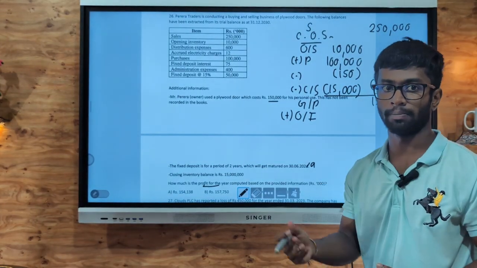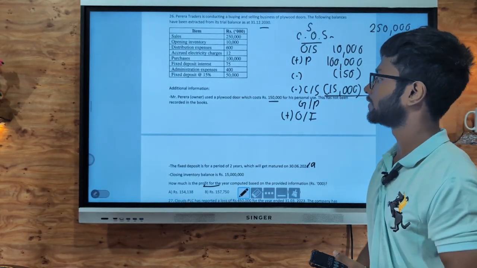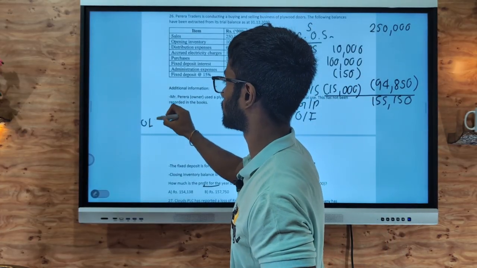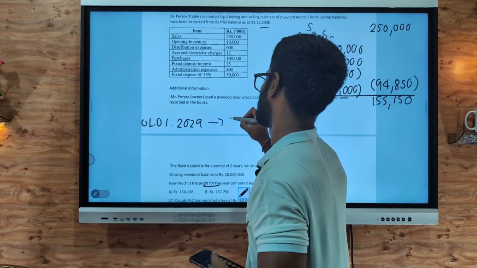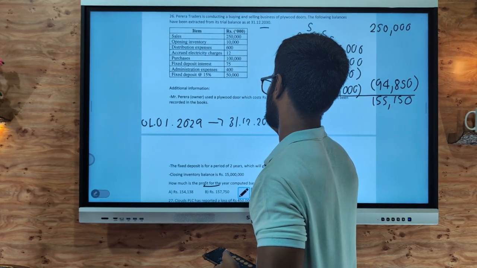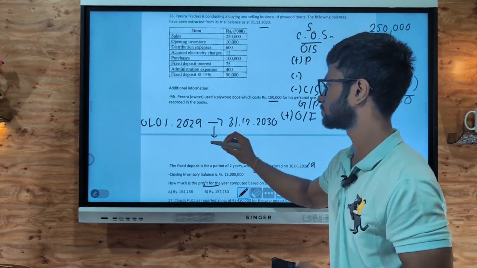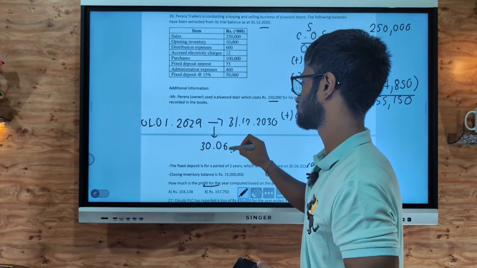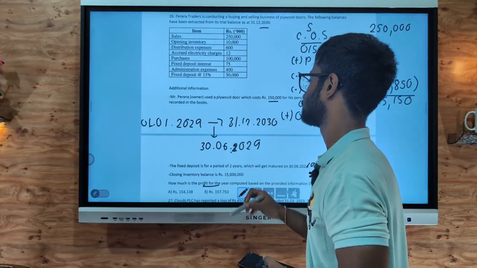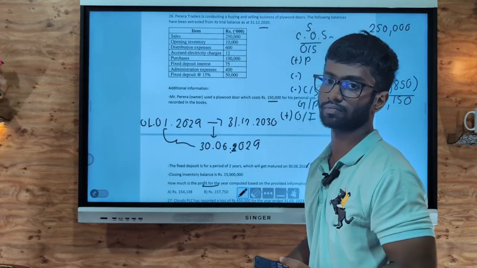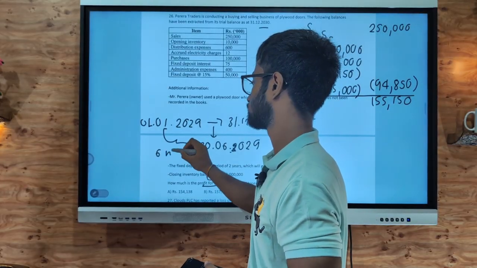I will correct that when I'm uploading the workbook. Here we have to make it for 2030. Now if we take our counting period, it will be from 1st of January 2029 to 31st December 2030. But here this fixed deposit that we have obtained matures on 30th June 2029. So it is there from this date to this date. So then we have to calculate the interest only for 6 months.